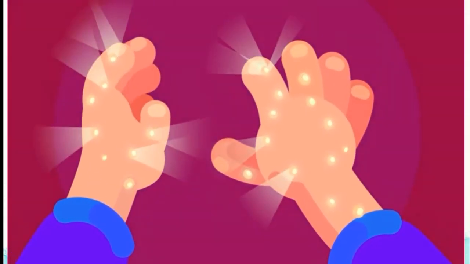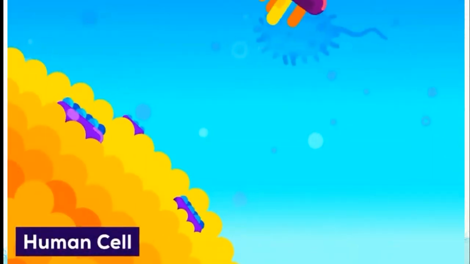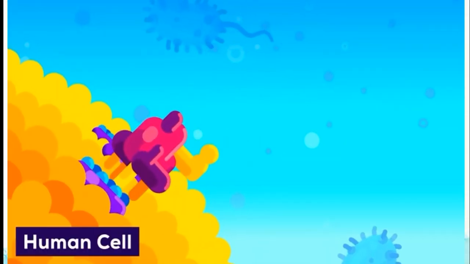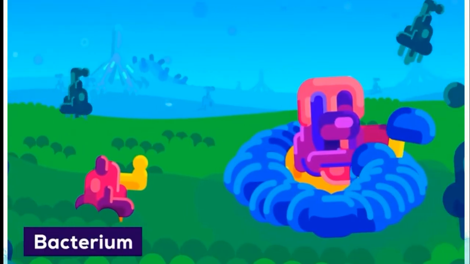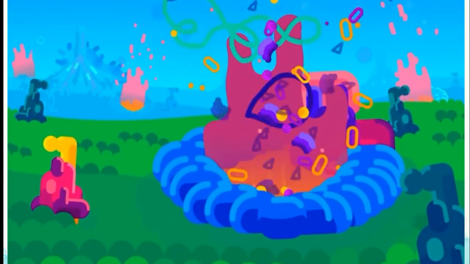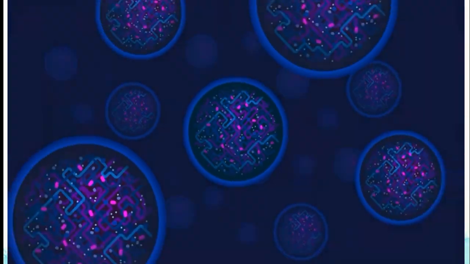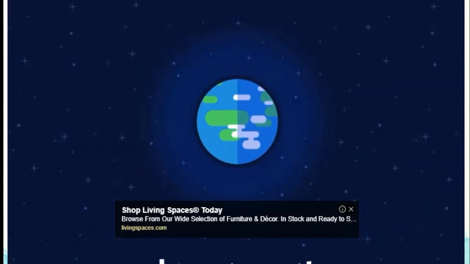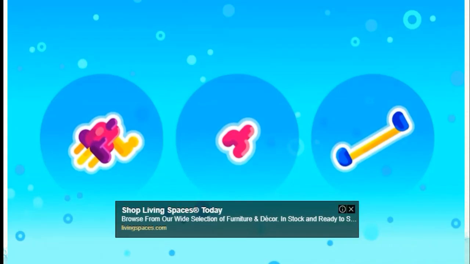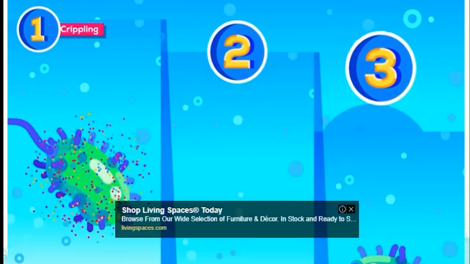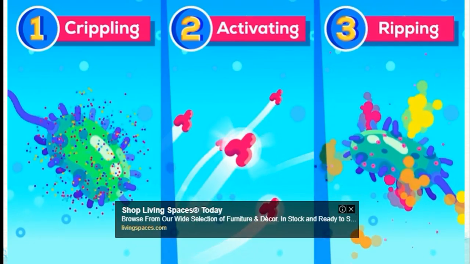Imagine having trillions of little bombs inside your blood that could go off at any moment. So our cells use numerous mechanisms to prevent complement from accidentally attacking them. Okay, what exactly does it do, and what makes it so dangerous? In a nutshell, the complement system does three things. It cripples enemies, it activates the immune system, and it rips holes in things until they die.